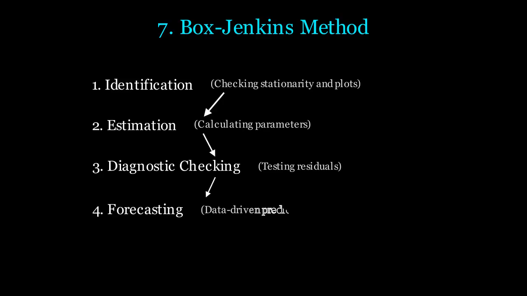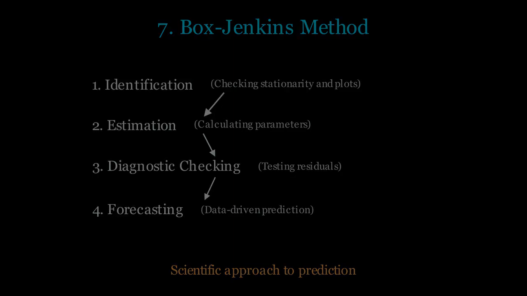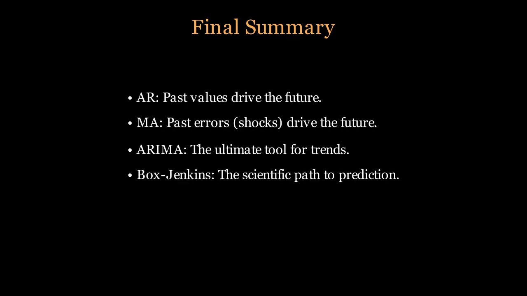Finally, we follow the Box-Jenkins method. This 4-step iterative process includes identification, checking stationarity and plots, estimation, calculating parameters, diagnostic checking, testing residuals, and forecasting. By following this scientific approach, you move from guessing to data-driven prediction.